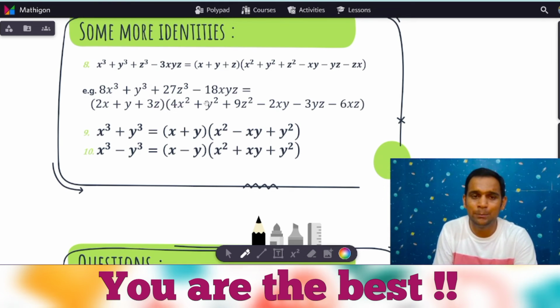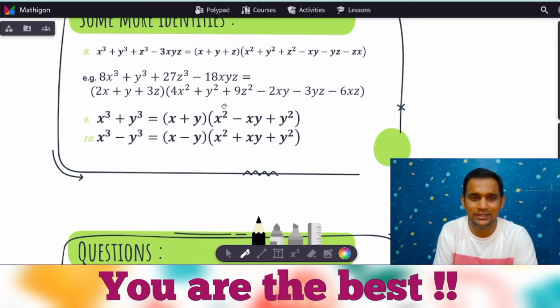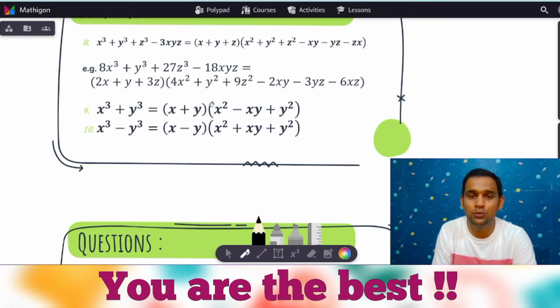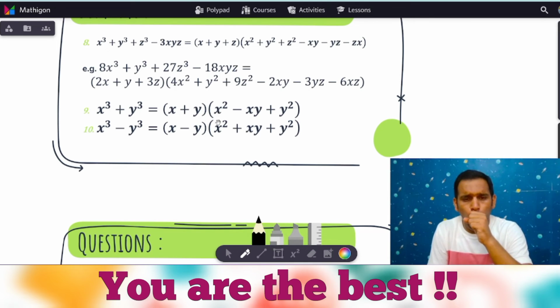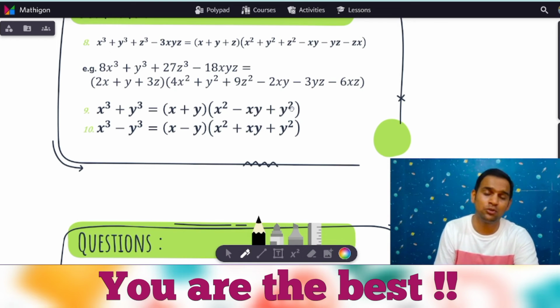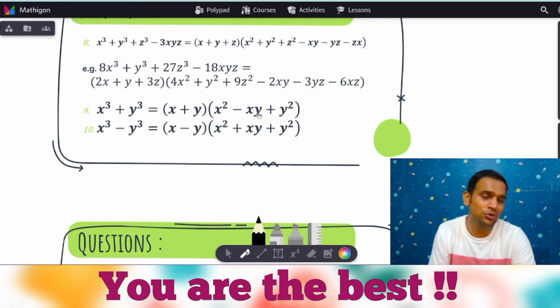You can compare it, and it's very easily done. Now, if you have x cube plus y cube, then we have one more identity which says x plus y in the bracket x square minus xy plus y square. If you have to memorize it, I won't recommend, but yes, you can just understand a sequence.